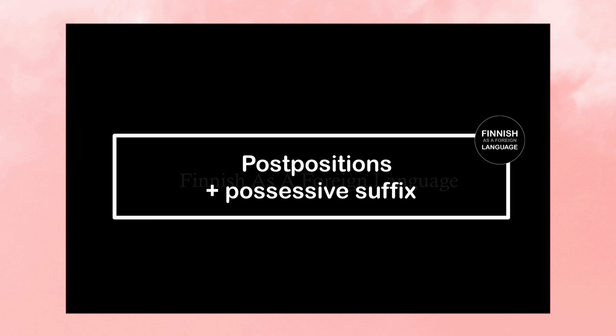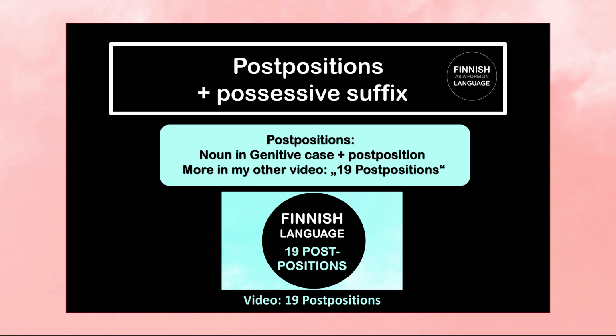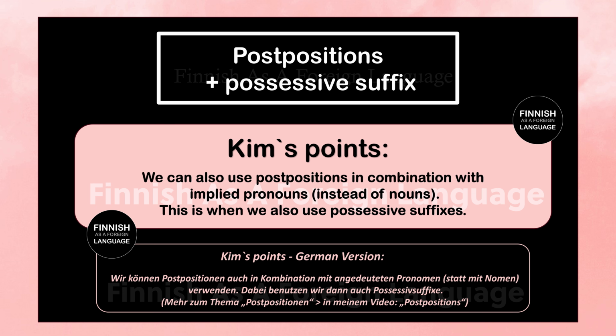Now let's move on to our next chapter, postpositions and possessive suffixes. If you have already seen my video about postpositions, then you know about the rule noun in genitive case plus postpositions. However, we can also use postpositions in combinations with pronouns instead of nouns. That's when we actually need possessive suffixes then. Let's have a look at two examples.